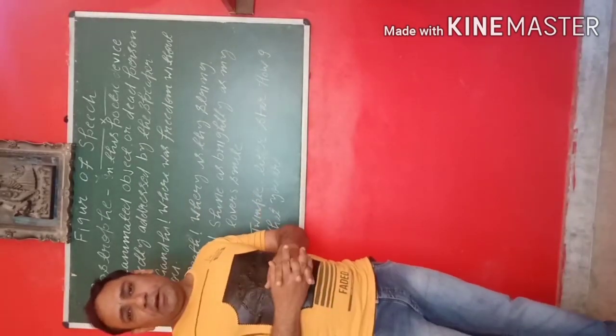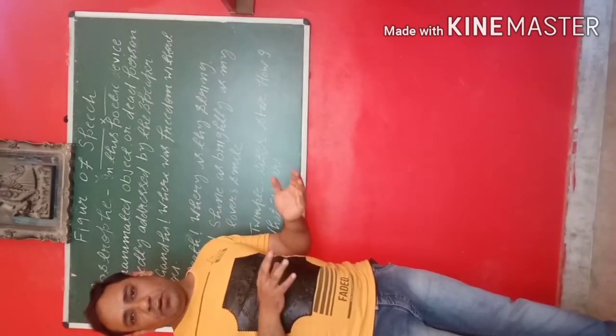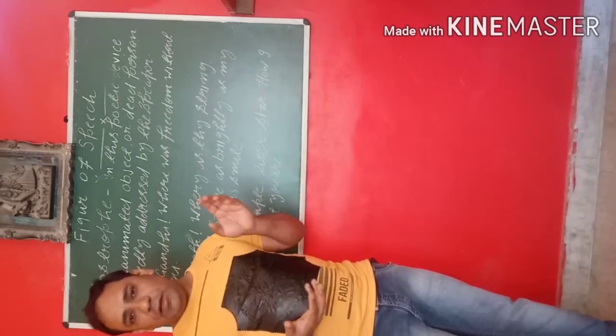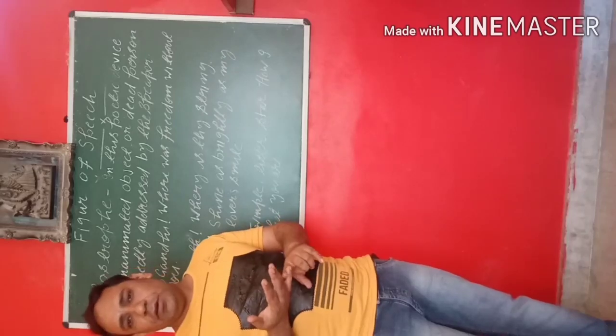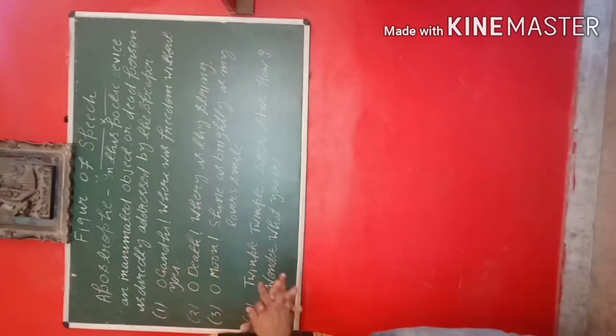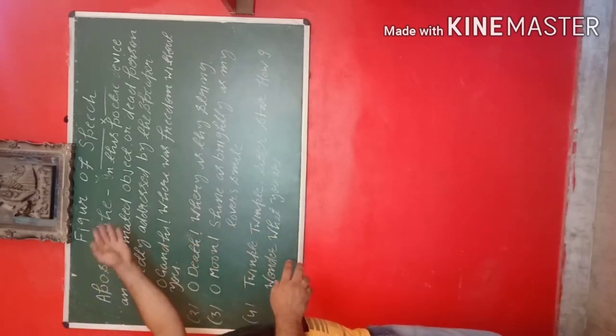So in the first part we already studied what is figure of speech, and of course the three forms of it we have studied: simile, metaphor and personification. Now let's go ahead with the fourth one, and that is what is called apostrophe.